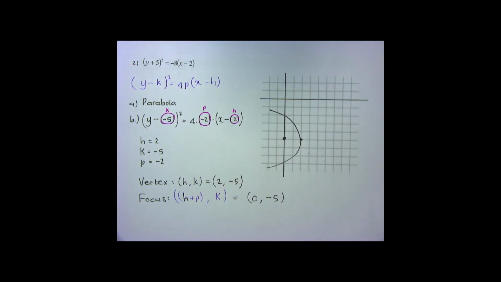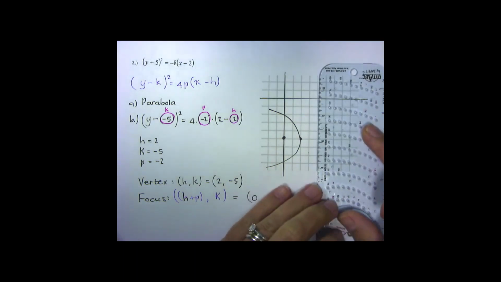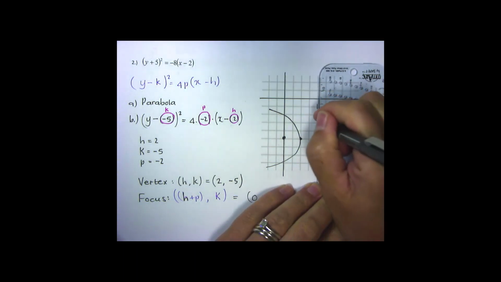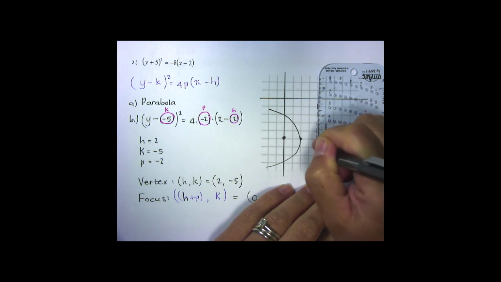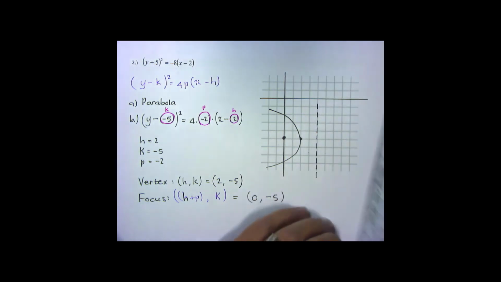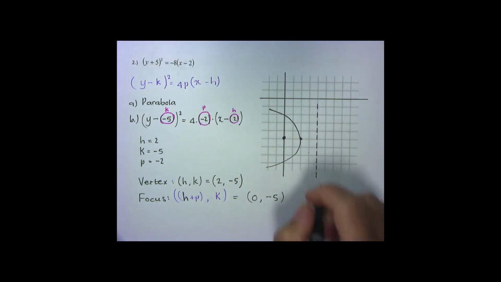So if I had asked you to graph the directrix here, where will that be? So right here, right? It's always on the other side. So this will be the line x equal to 4.